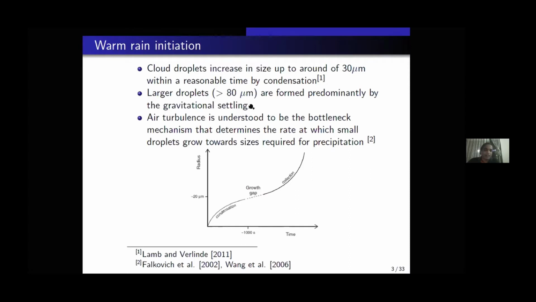As I said, the gravity-based mechanism is not very efficient if the droplets are too small. So the turbulence in the background airflow has been suggested as one of those mechanisms that could explain how you can have accelerated droplet size growth from around 30 micron sizes to something around 80 or so. That's the problem of interest to us. So when we got started, we started thinking about how exactly the properties of the background air turbulence influence the rate at which droplet sizes grow on average.